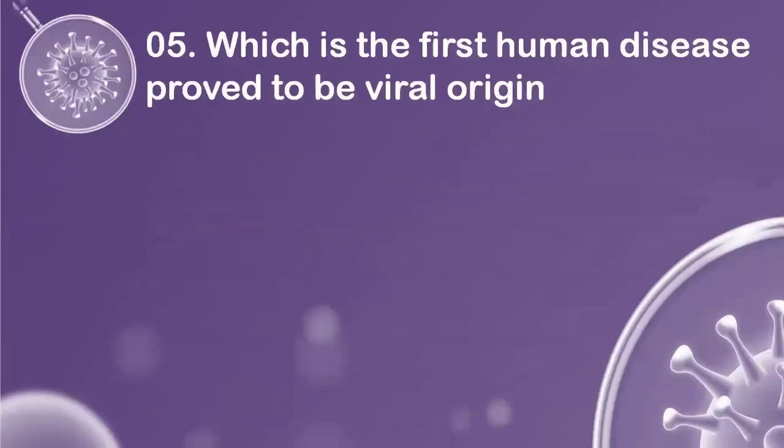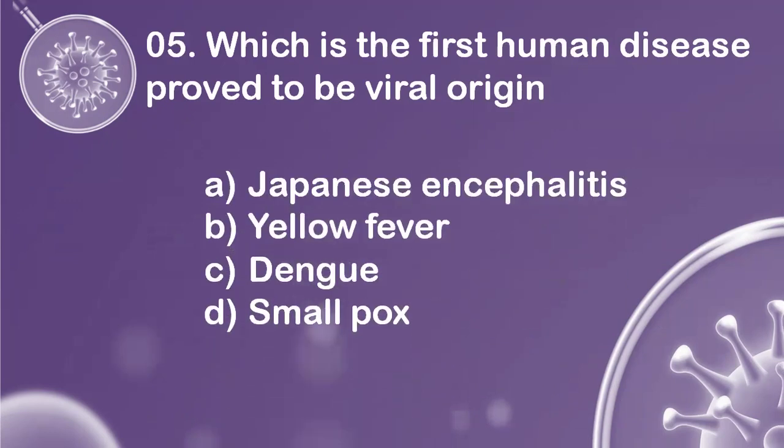Next question. Which was the first human disease proved to be of viral origin? Option A, Japanese encephalitis. Option B, yellow fever. Option C, dengue. Option D, smallpox. Here the right answer is option B, yellow fever.